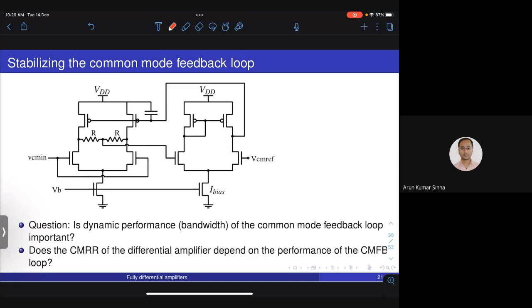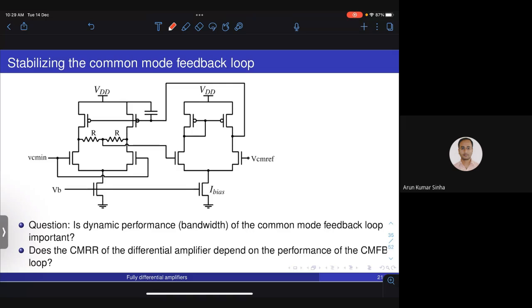The second question I have is, does the CMRR of the differential amplifier depend on the performance of the CMFB loop? We are doing something to the common mode feedback. Does the common mode rejection ratio of the amplifier depend on any performance parameter of the CMFB loop? Let's say the open loop gain or the bandwidth of the common mode feedback?